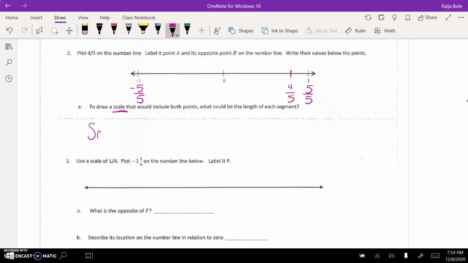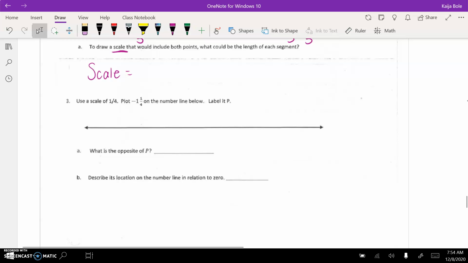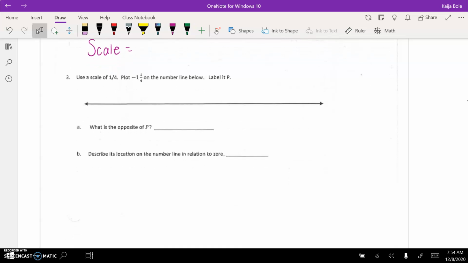Remember, scale is what you're counting by, so whatever you decide to count by, that's what you would put for your answer here. All right, number 2, use a scale of 1/4. Plot -1 and 1/4 on the number line below. Label it P.